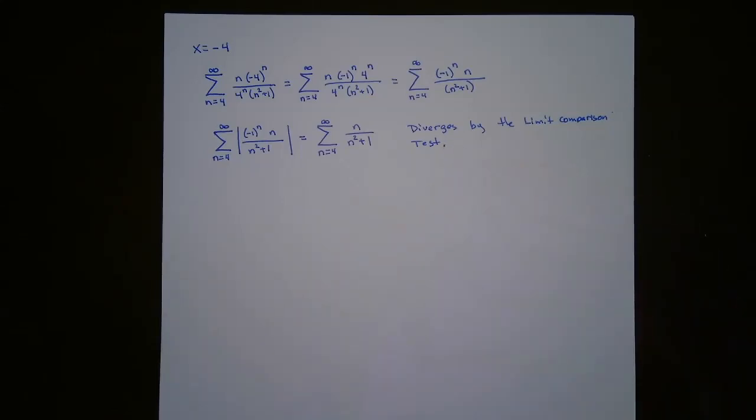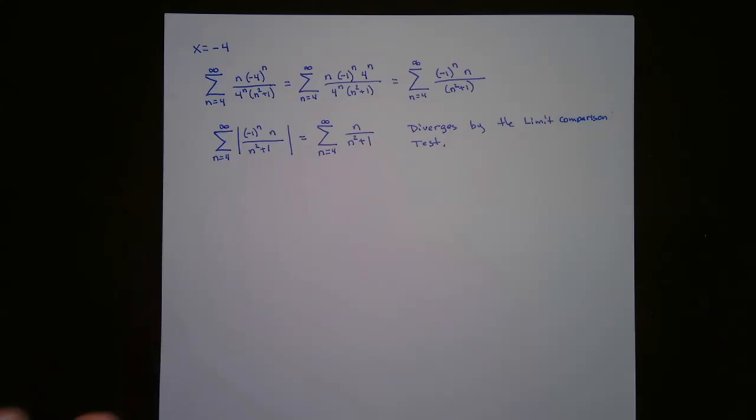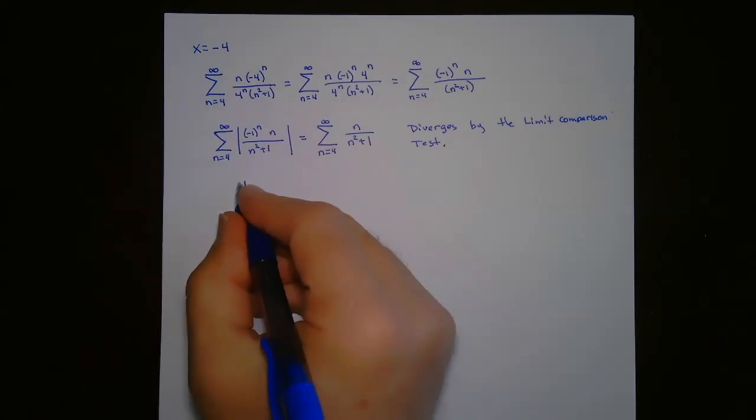We don't need, I mean, if you have the same series, you don't need to go through and do the test again. All right. Okay. So now we've done this. What this is telling us is it's not absolutely convergent at x equals -4.